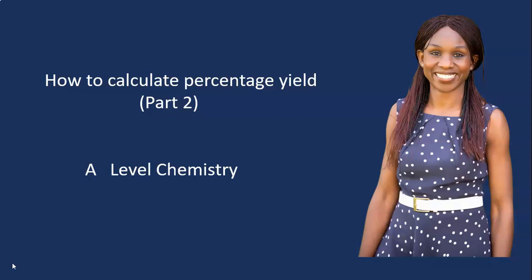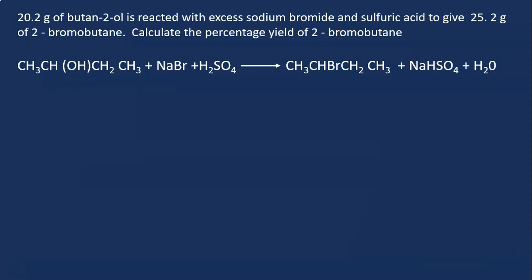When we are calculating percentage yield based on masses, we must make sure that our units are consistent. Both the actual yield and the theoretical yield must be presented in grams. In this example, 20.2 grams of butan-2-ol was reacted with excess sodium bromide and sulfuric acid to give 25.2 grams of 2-bromobutane. We are asked to calculate the percentage yield of 2-bromobutane.